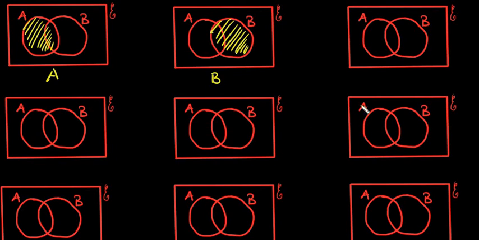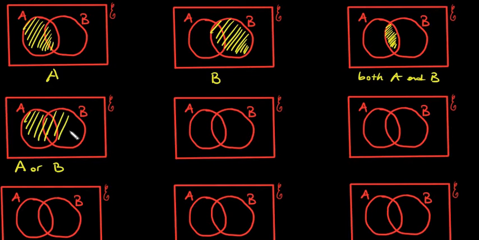So let's say that we want to represent both A and B. This part of the Venn diagram represents both A and B. Let's represent A or B. This shaded part is everything inside A or B.